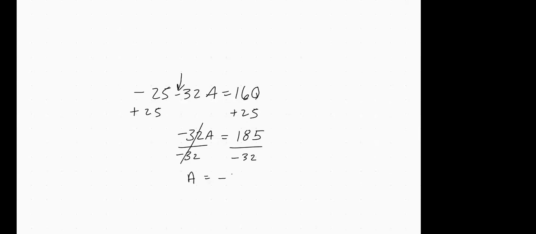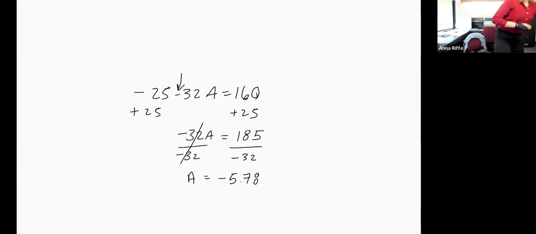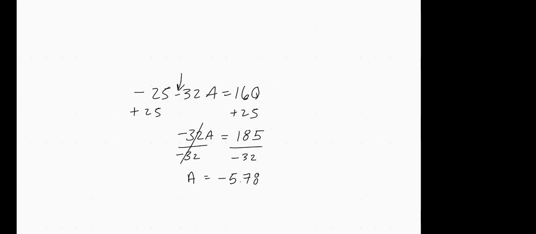Let me look at it. 185 divided by 32. Oh, wait, it'd be 185 divided by negative 32. Yep. Okay, so I'm going to write that down.